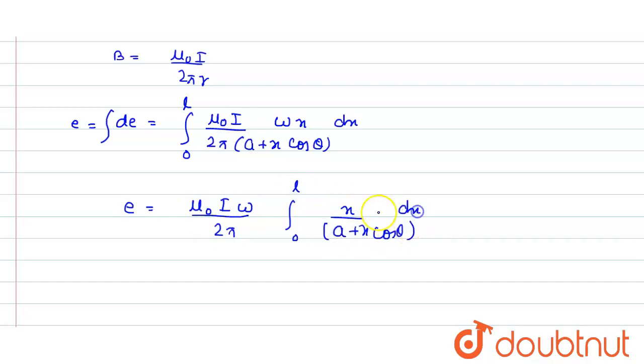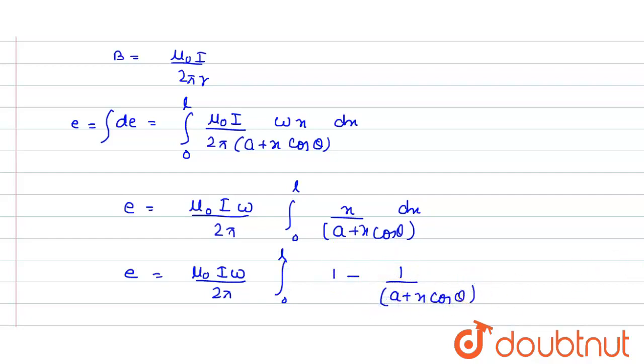We can just rewrite this integration term. First of all, we write the constant term, and we can write the integrand as 1 minus 1 divided by a plus x cos theta.